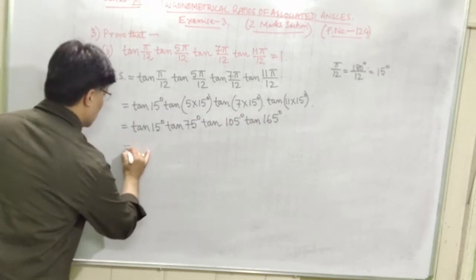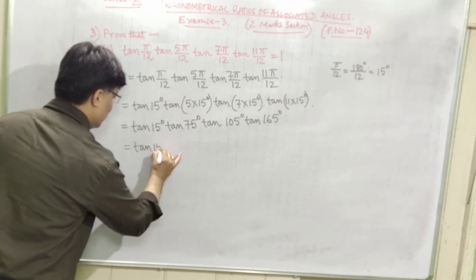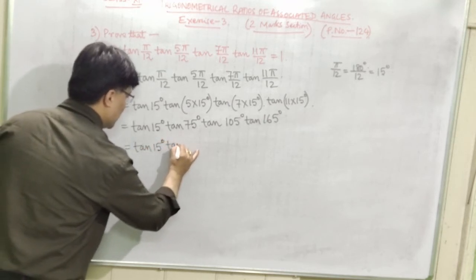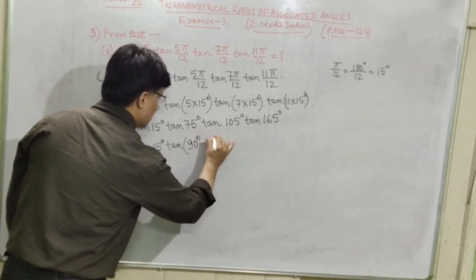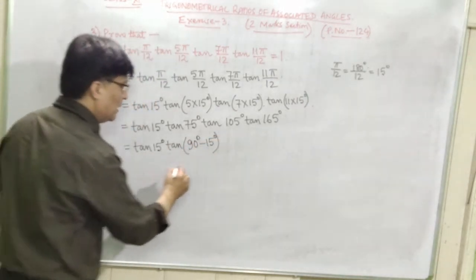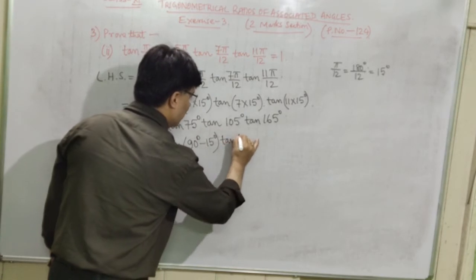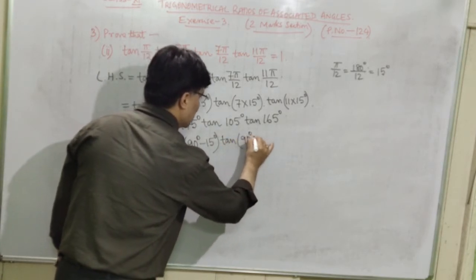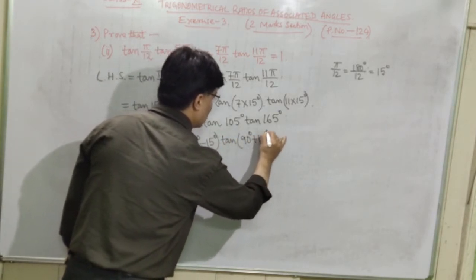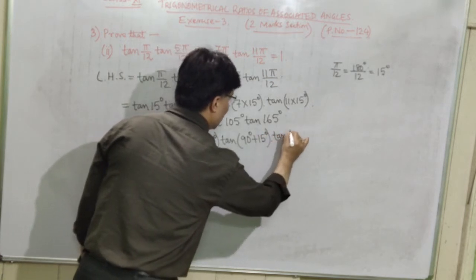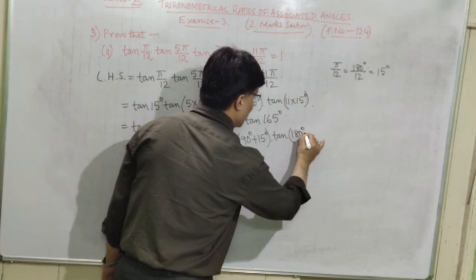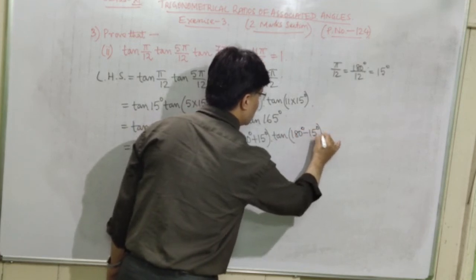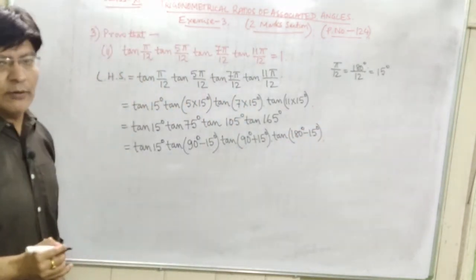So this is equal to tan 15 degree, tan, how will you write 75 degree, 90 degree minus 15 degree. Tan, what is 105 degree, this is 90 degree plus 15 degree, into tan, how will you write 165 degree, that is 180 degree minus 15 degree. I think you have understood it.